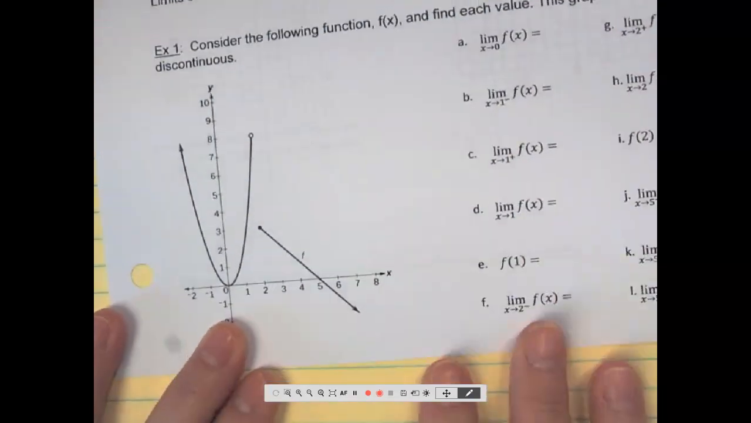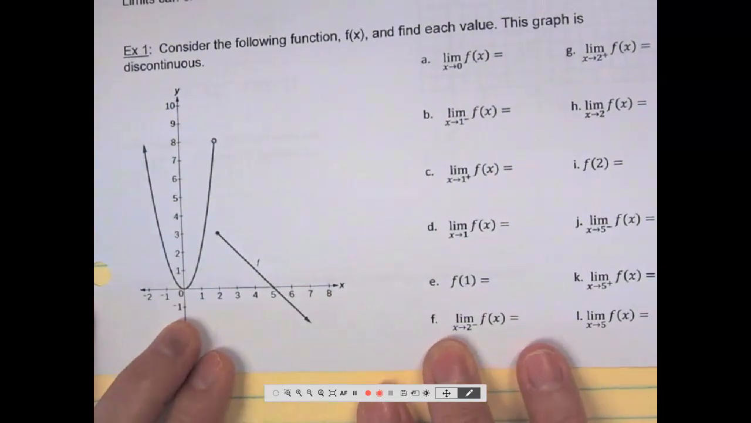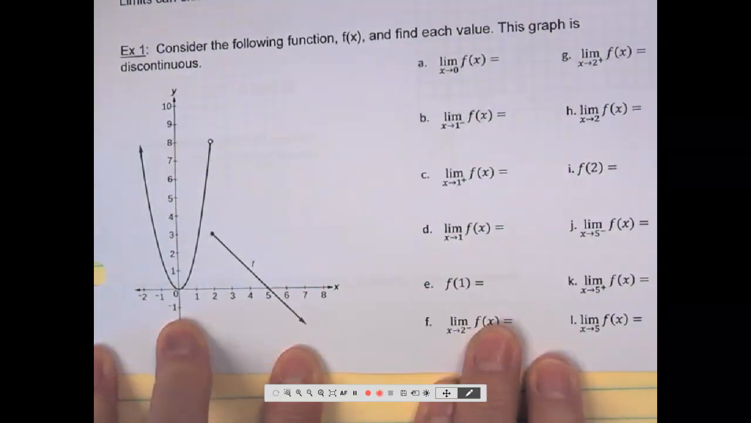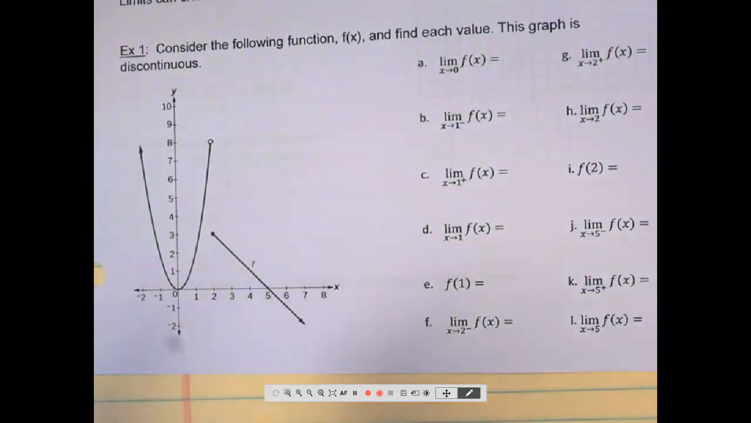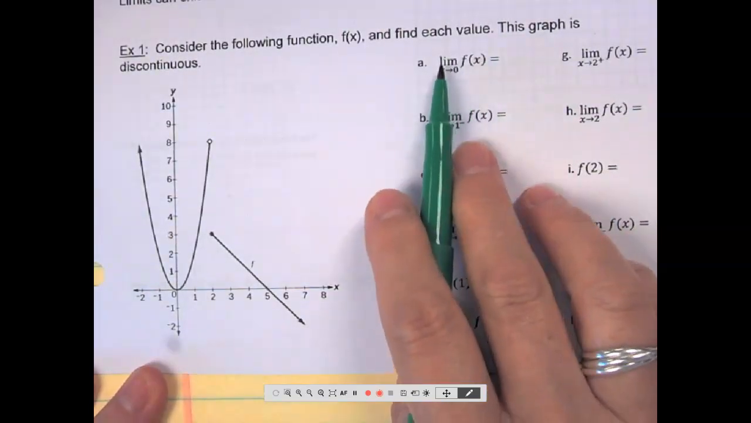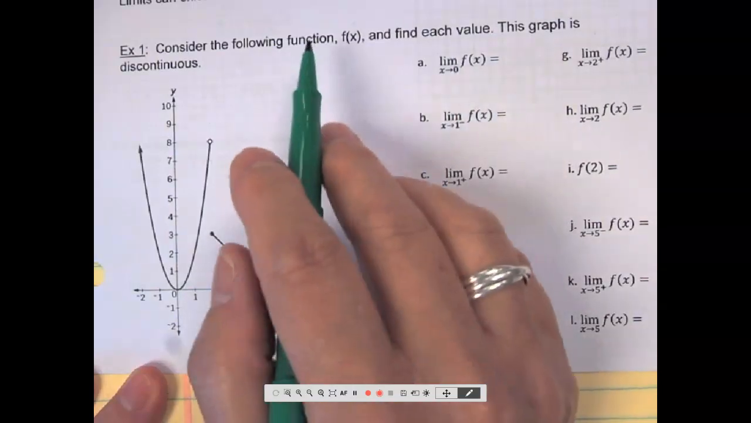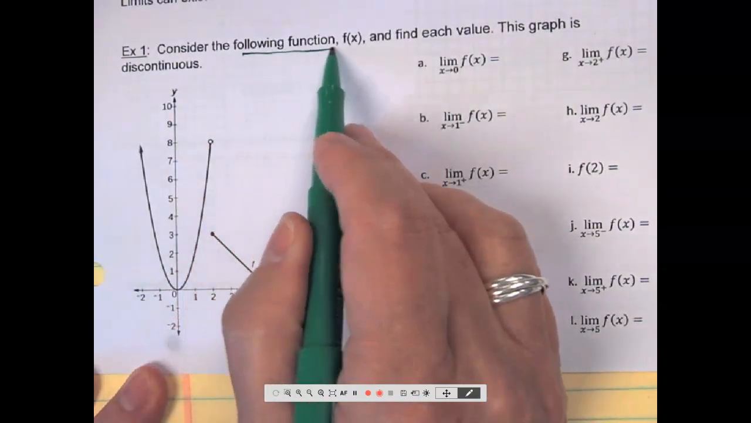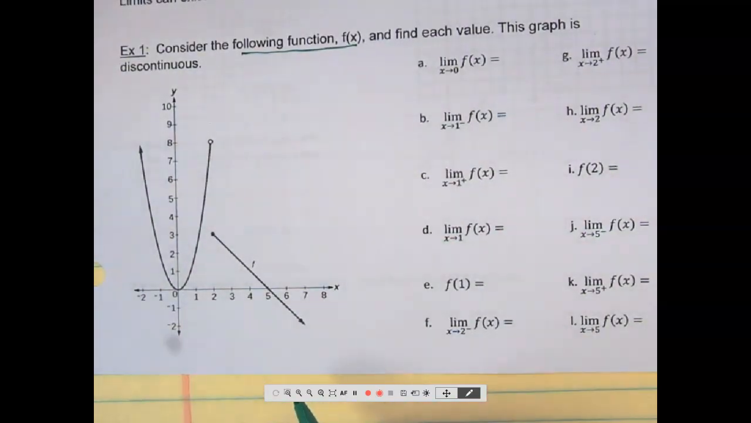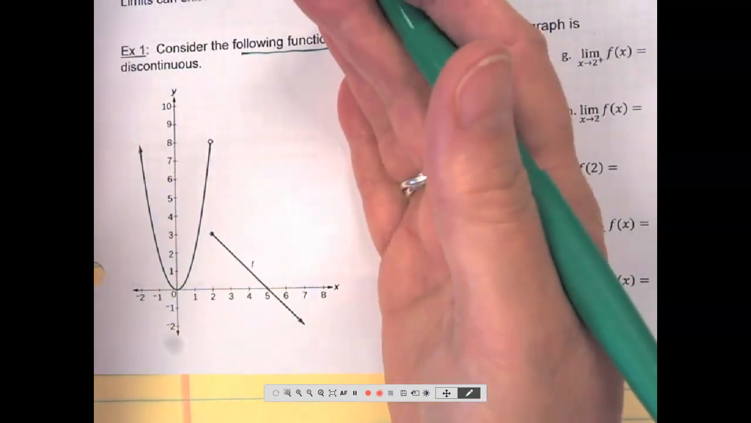We're going to use this graph here, and I'm going to illustrate what is meant by a limit, and we're going to find all of these things to the right. This is a piecewise function, like you graphed for me yesterday. It consists of part of a parabola and part of a line. Let's look at part A. This says the limit of f of x. This is the graph of f of x right here. I don't have the equation written out explicitly, but this is a graph of it.